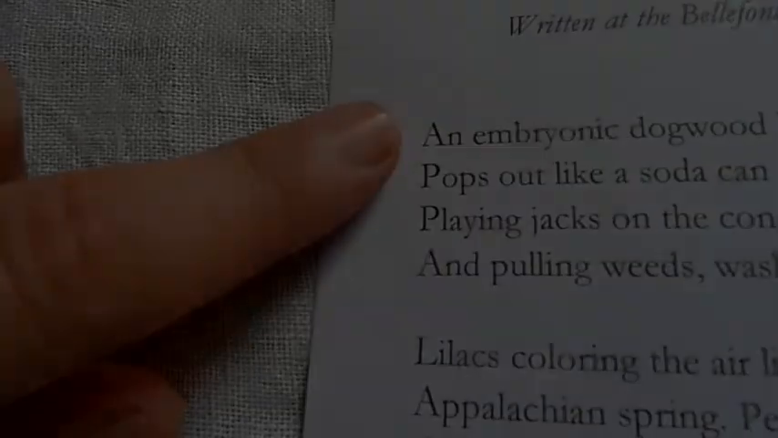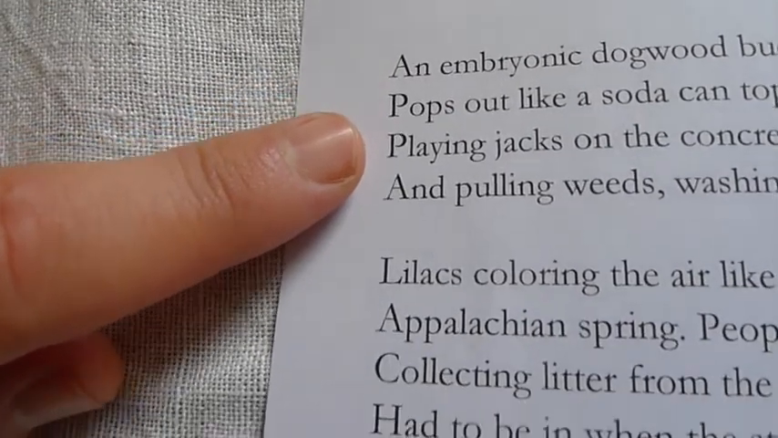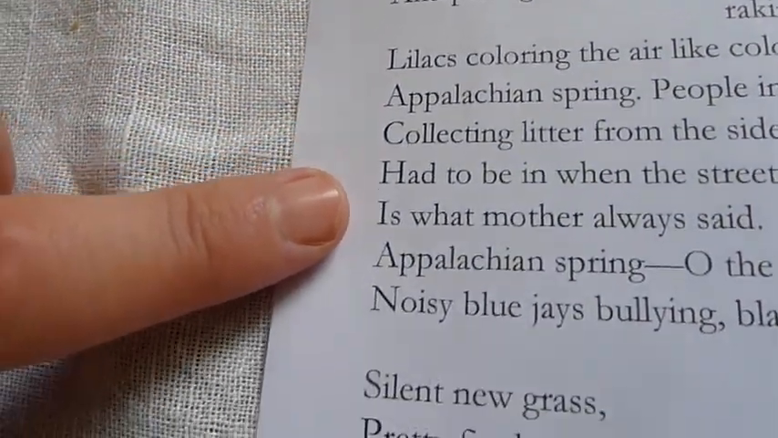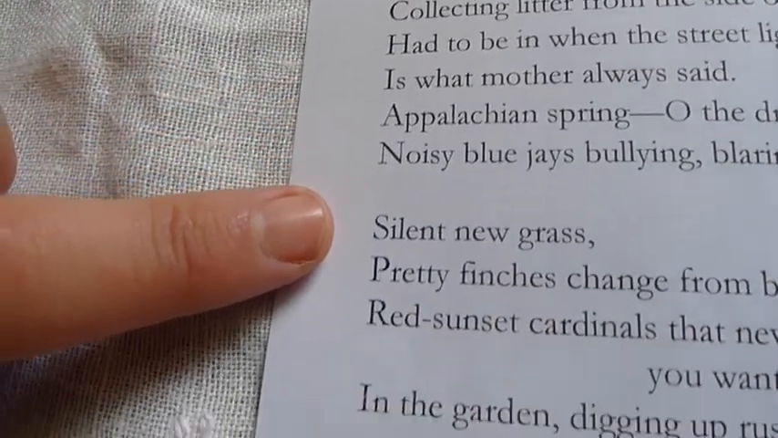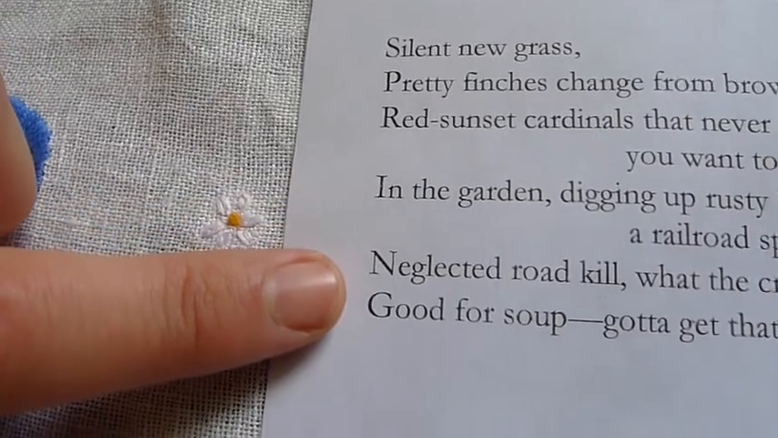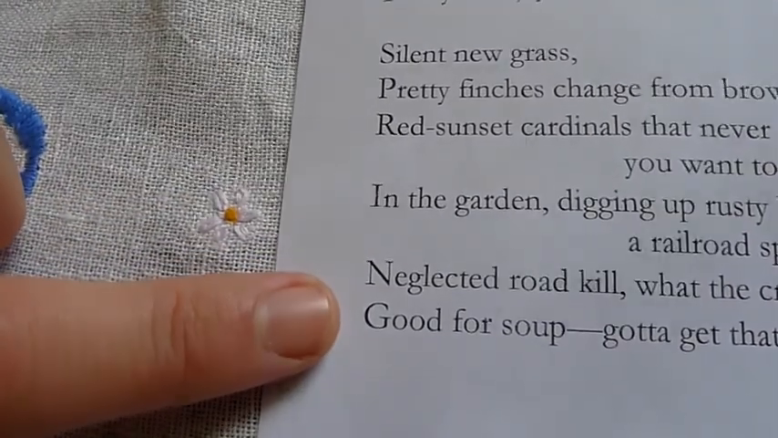So take a look at the letters down the left hand of the page that begin every line. And if you read down, you can see that this spells Appalachian Spring. So now you have even more information about what these poets were thinking about when they wrote this poem. And if you yourself have experienced an Appalachian Spring, I hope that it sounds familiar to you.